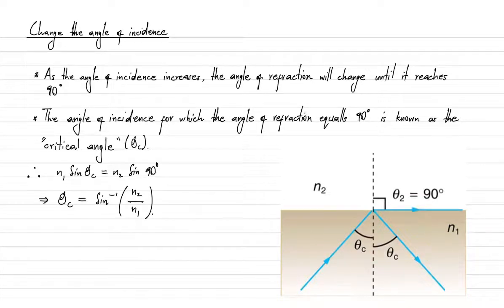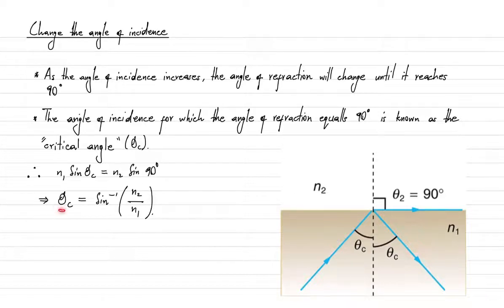How can we determine this critical angle? Well, since we know the angle of refraction is 90 degrees, we could go back to Snell's law and plug in theta 2 to be 90 degrees and determine what theta c should be. If we do so, we find that theta c is given by the arc sine of n2, the index of refraction of the destination medium, divided by n1, the index of refraction of the source medium.